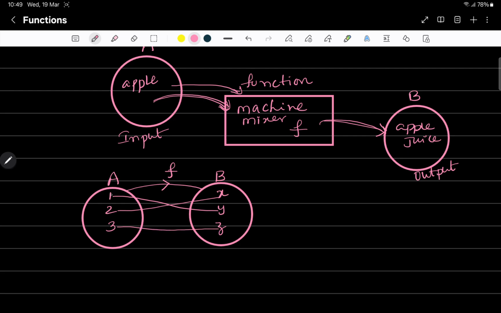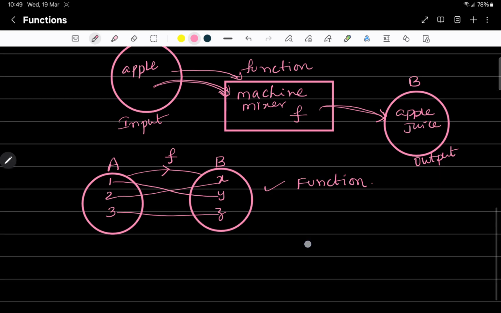So every number having only one relation with only one letter. So 1 having only relation with y, 2 having only relation with x, and 3 having only relation with z. So this is a function. Okay, see one more example.